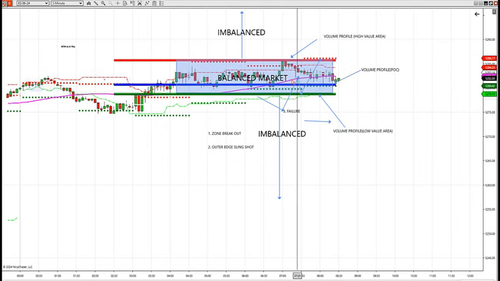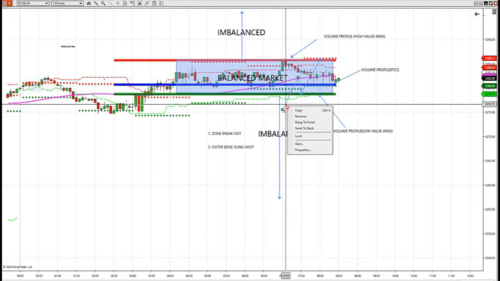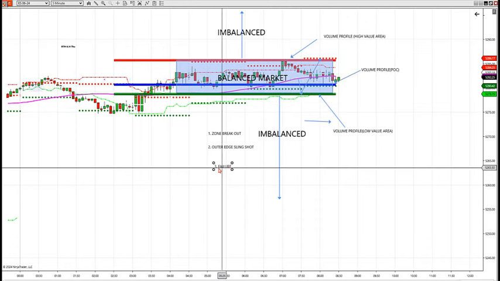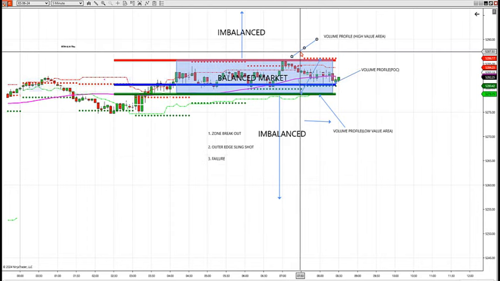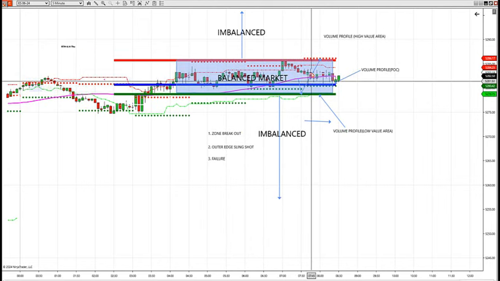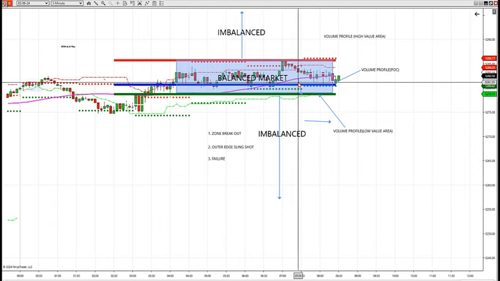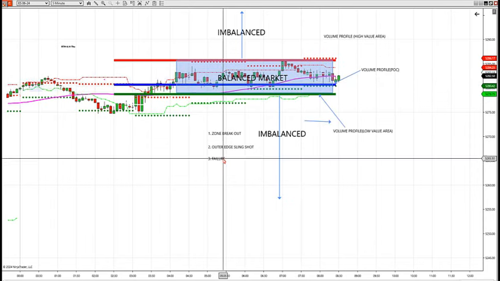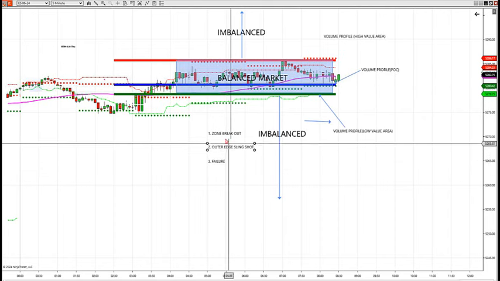So those are the three setups. So what you can do is you can use the market profile as your roadmap when you first log in to your computer and find out what type of market are we in. And then what we can do is we can start picking the market apart by waiting for these setups to come up in this order.